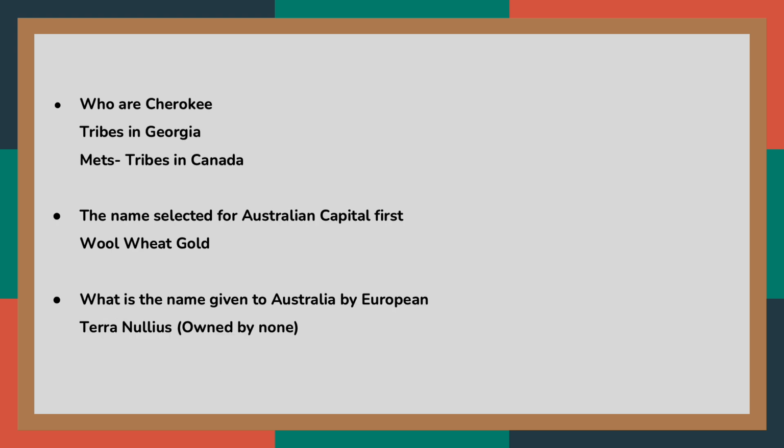Cherokee are the tribes in Georgia, whereas Metis are the tribes in Canada. The names suggested for the Australian capital first were Wool, Wheat, Gold. What is the name given to Australia by Europeans? That is Terra Nullius, which means owned by none.